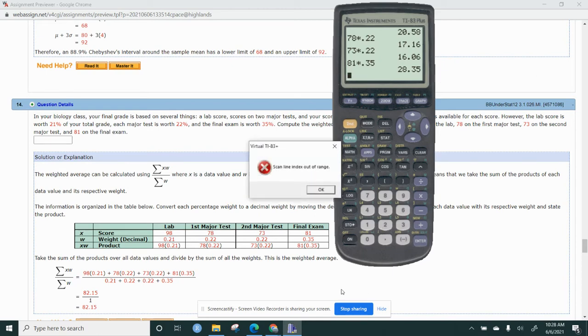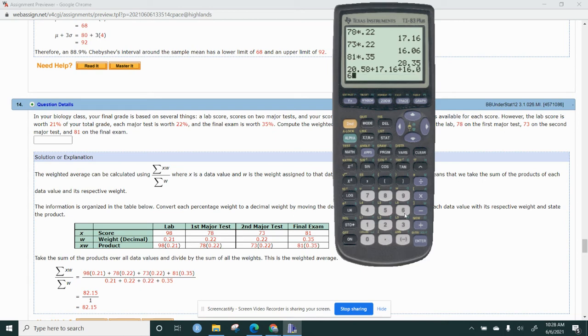Okay, so what I'm going to do is I'm going to add all these numbers together. So I've got 20.58 plus 17.16 plus 16.06 plus 28.35. Okay. I'm going to get that, and I get that.